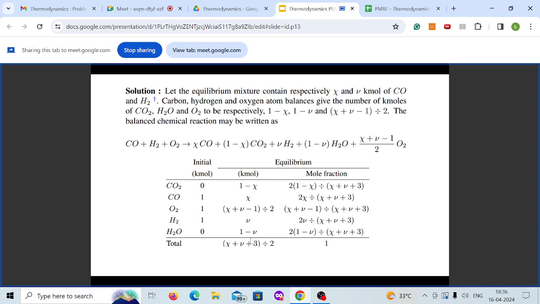Now the mole fraction, again we can find it as the individual moles divided by the total moles. So we have carbon dioxide as 2 into (1 minus x) divided by (x plus v plus 3). Similarly we can find the mole fraction values for each of the other components.